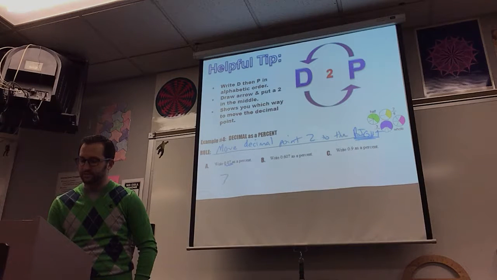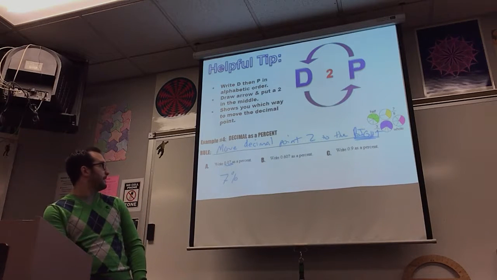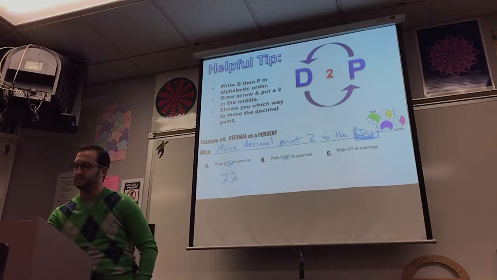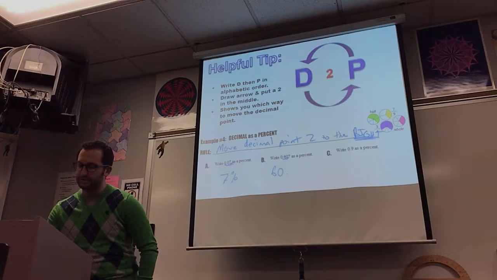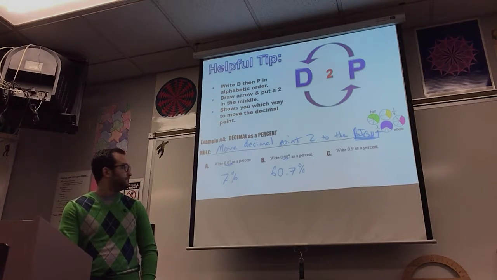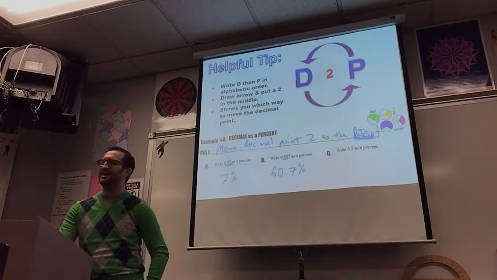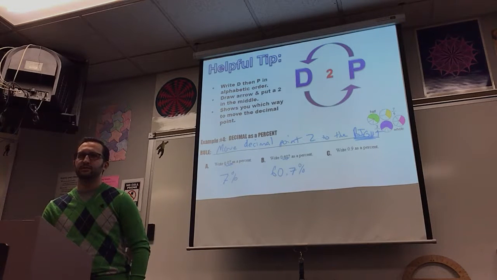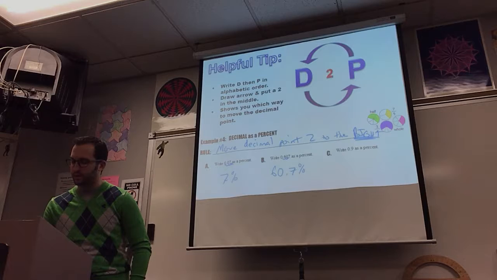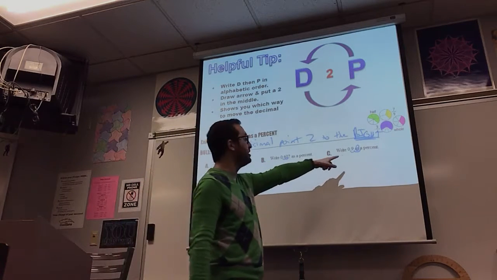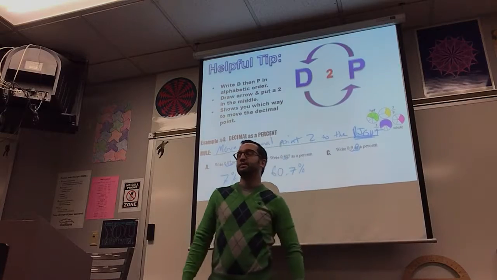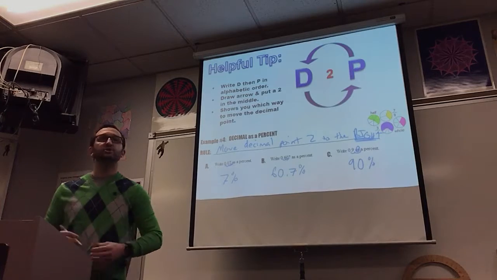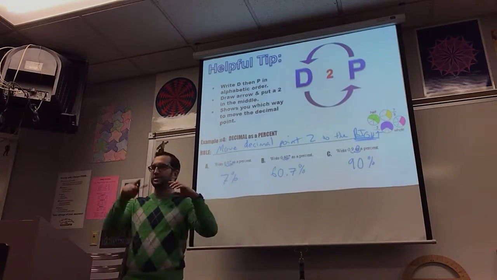what percent? 7%. 0.607, move it 1, 2, becomes 60.7%. 0.9, wait, I can't move it 2 spaces. What should I do? Yeah, just put that placeholder 0 in there. 1, 2, you put that placeholder 0 in there. I know it's tough to see, but I drew a placeholder 0 in. Because that tells me that it's now what? 90%.